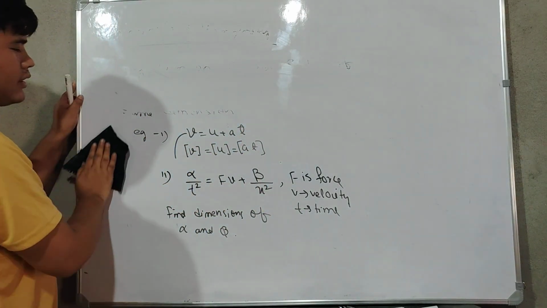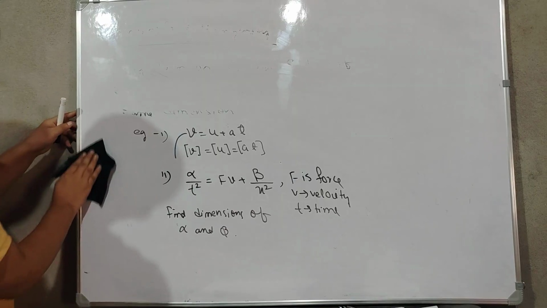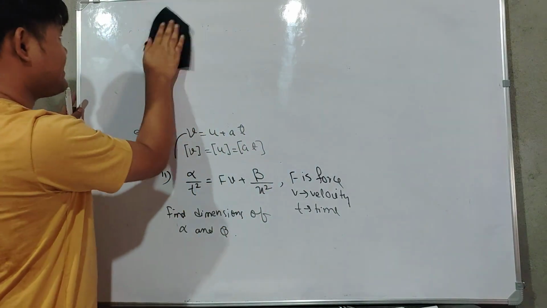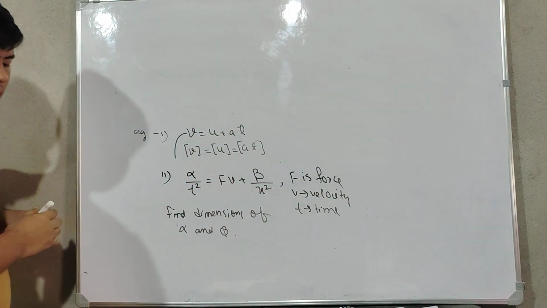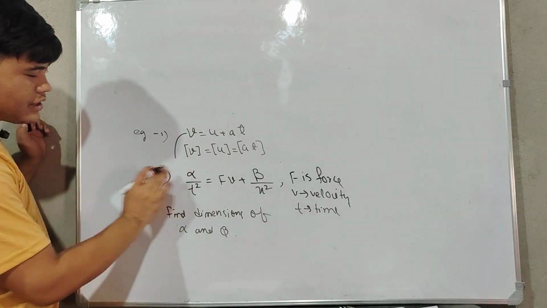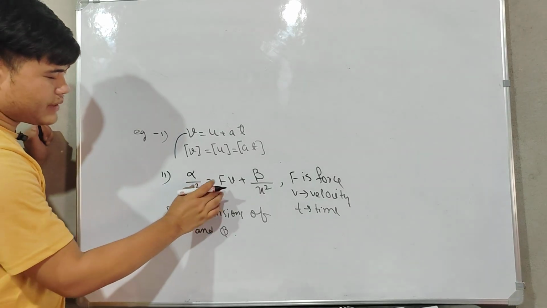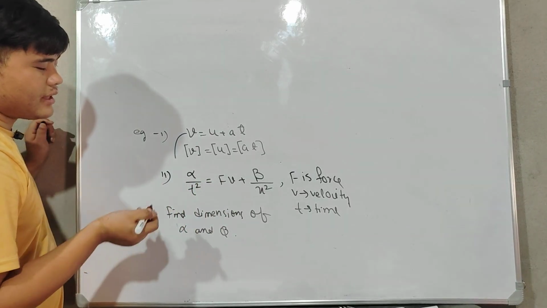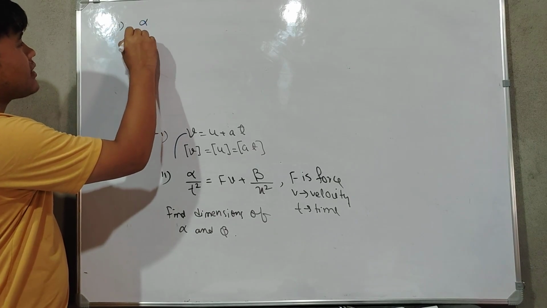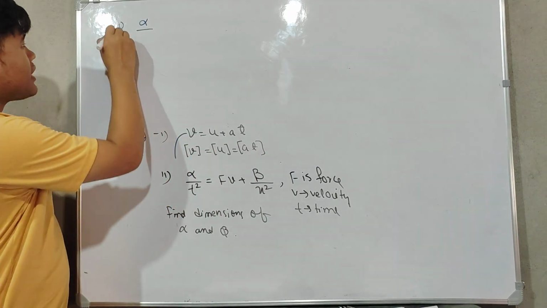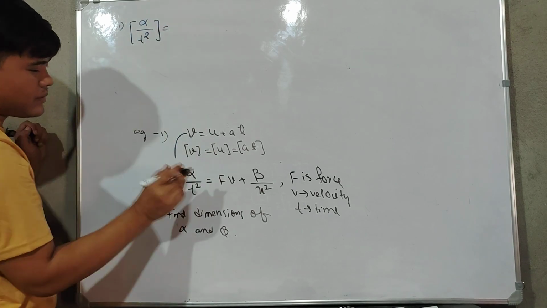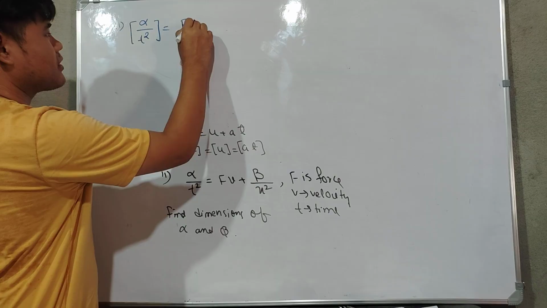If you can do it, pause and try, and then check the answer with me. If you are not able to do it, then look here, all of you. How to do this one? According to the principle of homogeneity, this and this should have the same dimensions. So, alpha by t², the dimension of this is equal to the dimension of F into v.